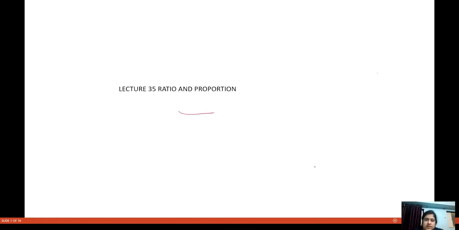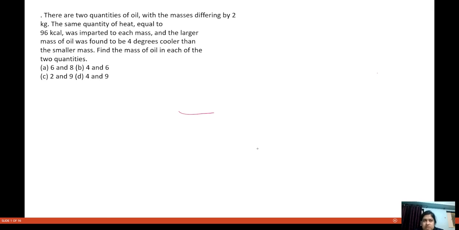Let's start with the chapter of ratio and proportion and do more questions on ratio and proportion. This is the question where I left in the last class. There are two quantities of oil with masses differing by 2 kg. The same quantity of heat equal to 96 kilocalorie was imparted to each mass, and the larger mass of oil was found to be 4 degrees cooler than the smaller mass. Find the mass of oil in each of the two quantities.